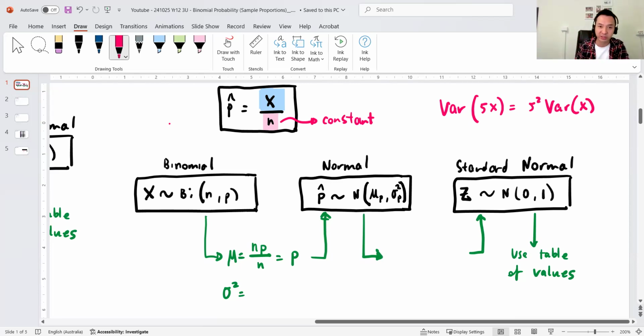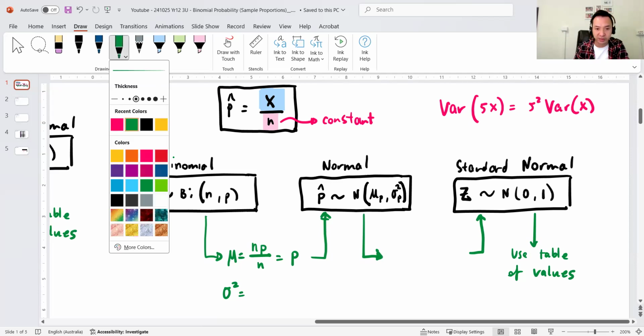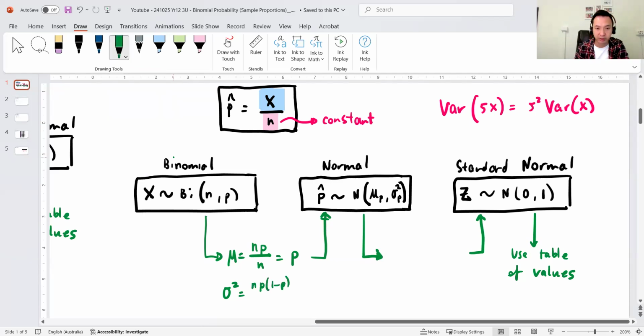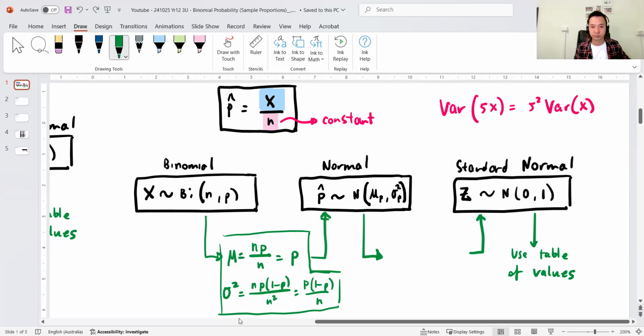The reason why I say that is because if I take variance of the blue on the pink, I don't just get the variance which is np 1 minus p on n. It's n squared, right? That pink n there becomes squared, and so then my things cancel out, and you get p 1 minus p on n. Yeah, that becomes your mu and your sigma squared.